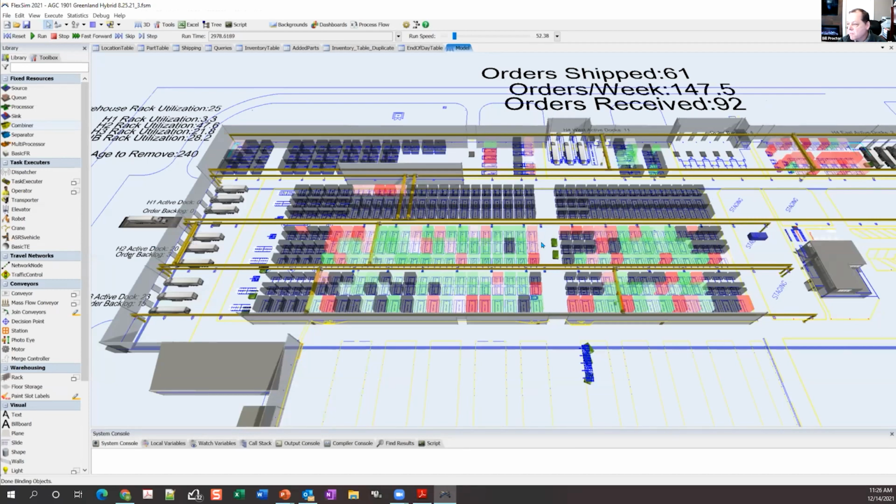So this was how the model worked. And we were tracking things like how many orders were being shipped per day, per week, and when we were completed shipping the orders for the day.